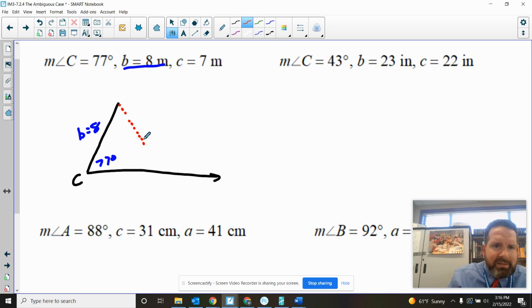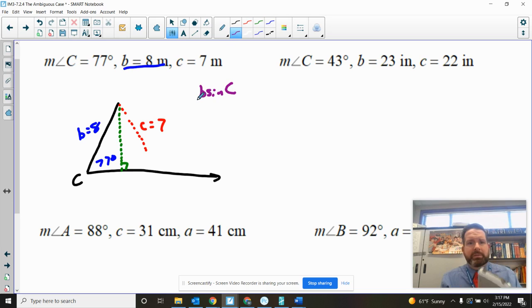Now, if this is 8, just trying to keep things to scale, I'm going to make my line segment here a little bit shorter. It just makes it easier for what I see to match my calculations, so hopefully my intuition and calculation coincide. Here's what we need to check. Compare this side length C with this straight up and down height, which in this case is going to be B sine C. So if we, on the calculator, do 8 times the sine of 77 degrees, that ends up being about 7.8.